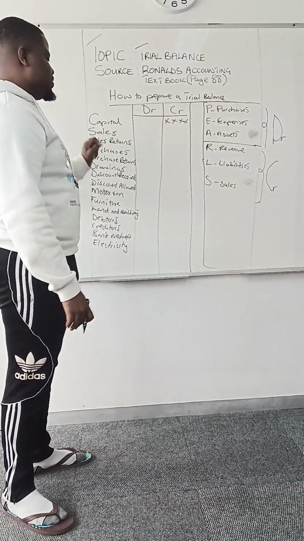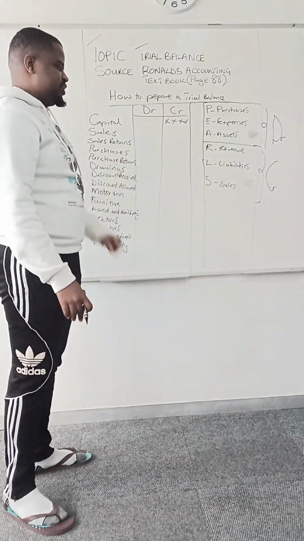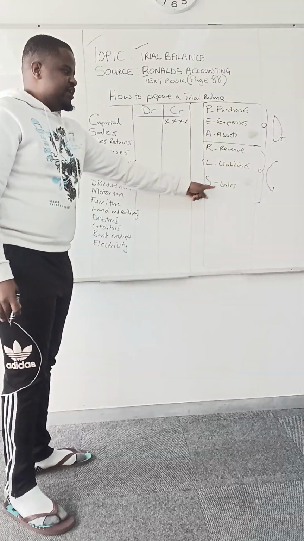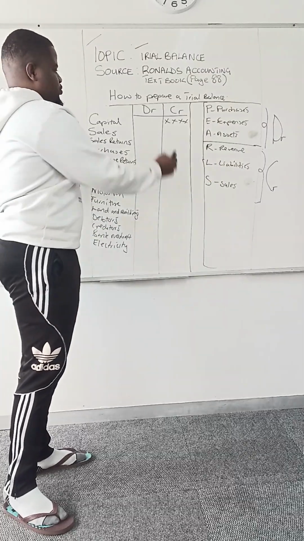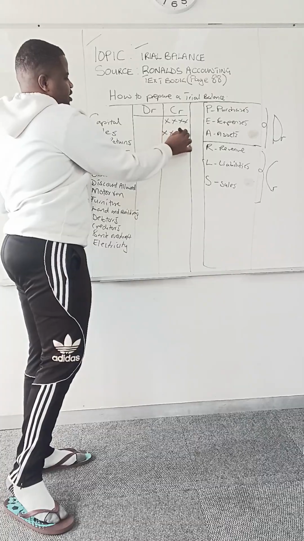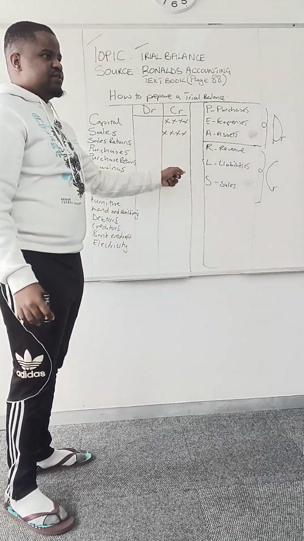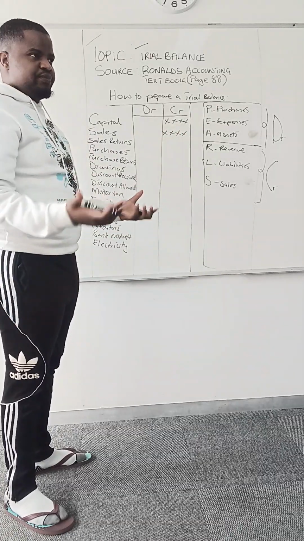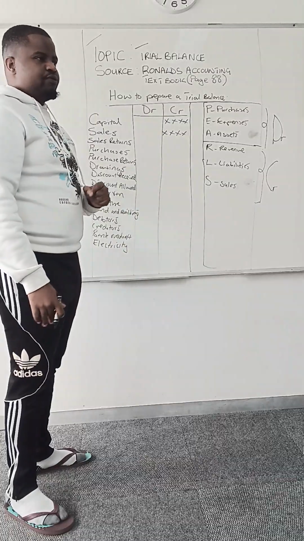Then sales, this one is very clear. As you can see, sales are here, on the credit side. So you put sales on the credit side. The reason I'm using these X's is just for the layout, but in the exam, you use the actual figure.